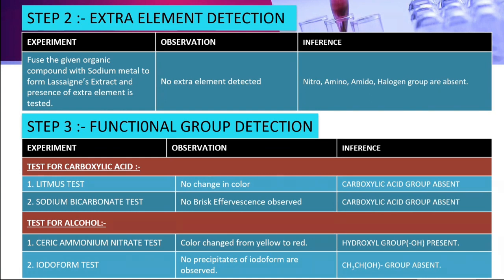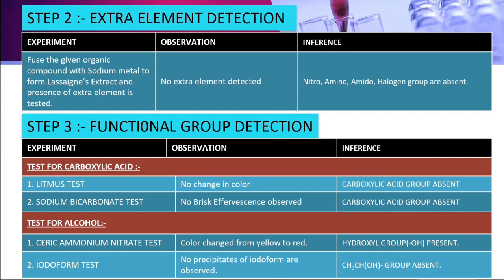In the laboratory, we perform the ceric ammonium nitrate test, that is the CAN test. Here we take a test tube, add 2 ml of ceric ammonium nitrate reagent and slowly add, with shaking, 1-2 drops of the liquid compound or solid compound. Then there is a color change from yellow to red. That means the hydroxyl group is present, alcohol is present.